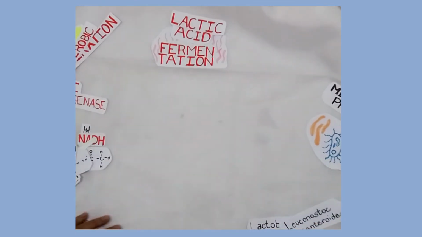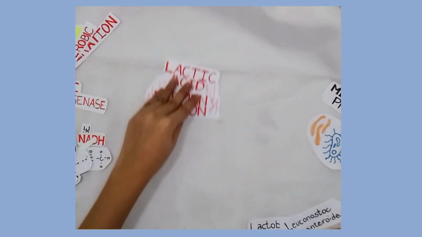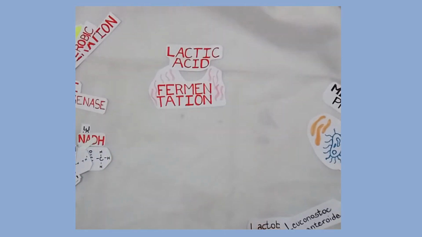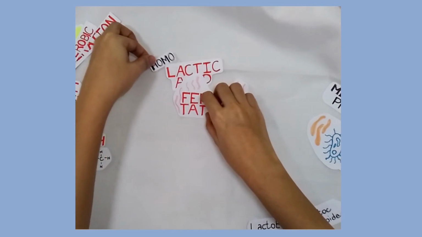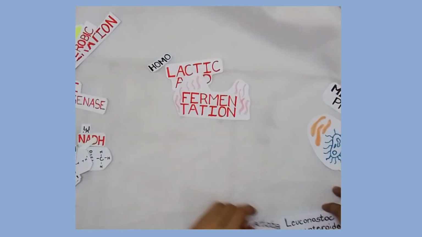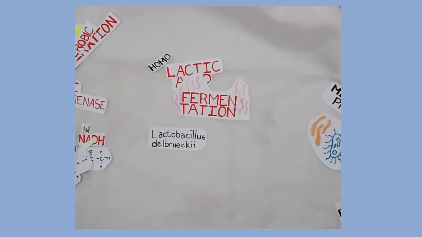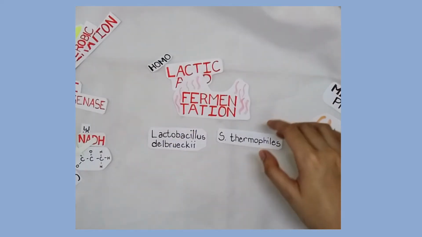When lactic acid is the only fermentation product, the process is said to be homolactic fermentation, such as in the case of Lactobacillus delbrueckii and S. thermophilus, used in yogurt production.